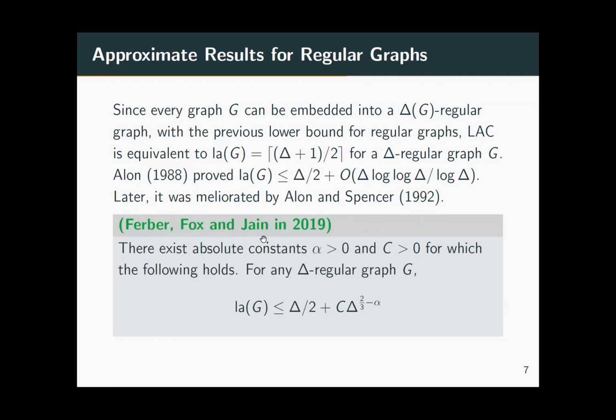And most recently, Ferber, Fox, and Jain in 2019 proved that there exist constant values R and C for which the delta regular graph G has linear arboricity upper bounded by delta over 2 plus C delta to the power of 2 over 3 minus R. So this is actually a very nice result to approximate the upper bound of the linear arboricity conjecture.